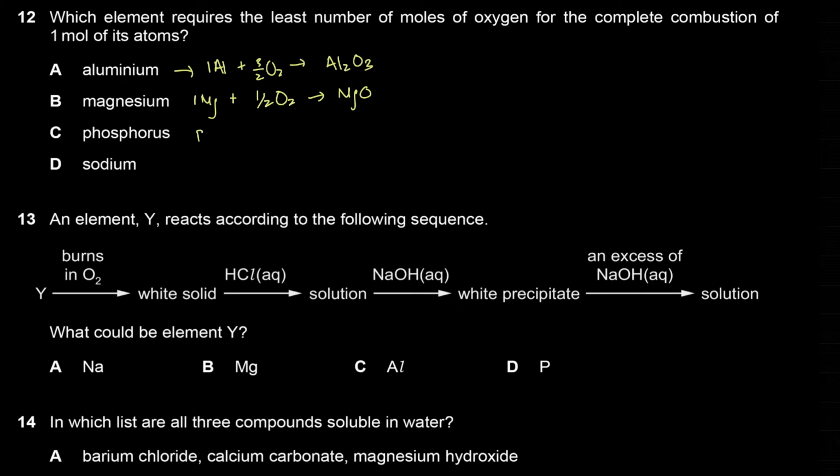For phosphorus, P4, you're going to need 5 oxygens to get P4O10. And for sodium, if you have 1 mole of sodium, you're making Na2O. So that's half Na2O. So you're going to need a 1/4 mole of oxygen gas. So you're going to need the fewest number of moles of oxygen for sodium. So the answer here is D, right? Since you have 1 mole of sodium, you're going to have half Na2O, 1 sodium, so that means 1/4 oxygen.